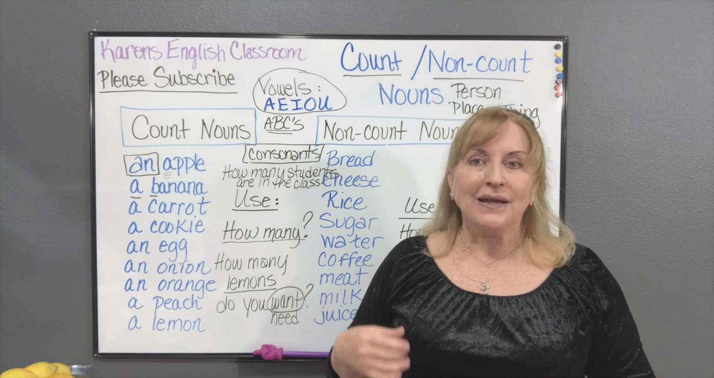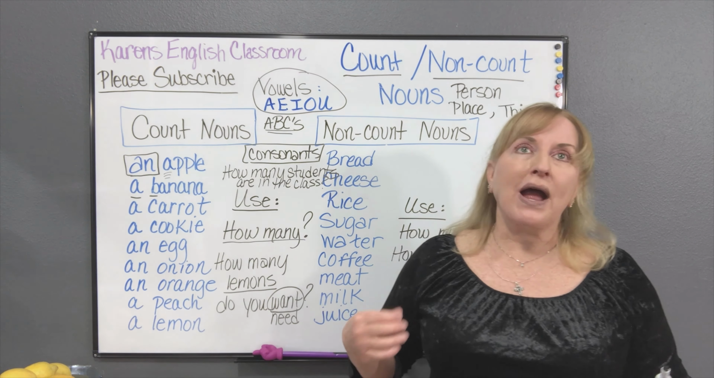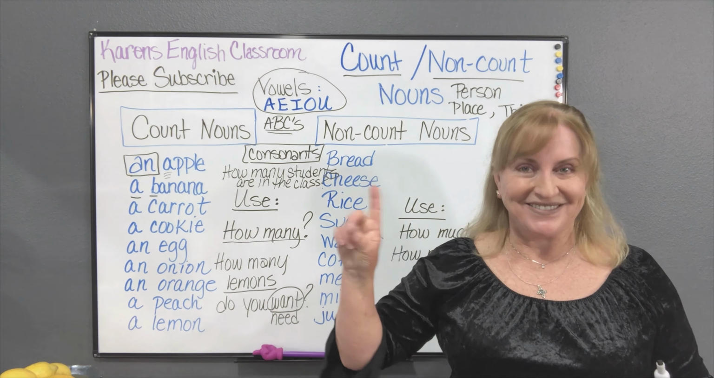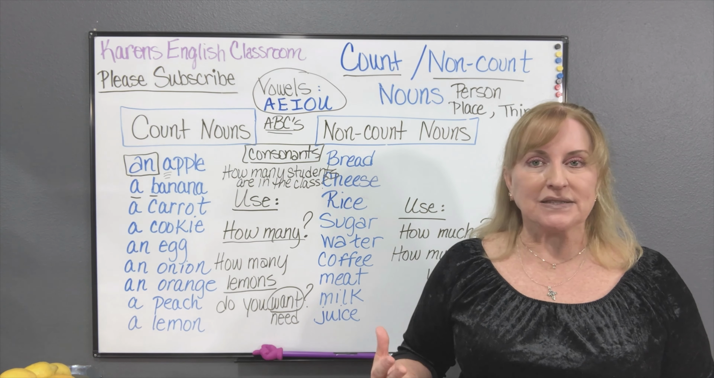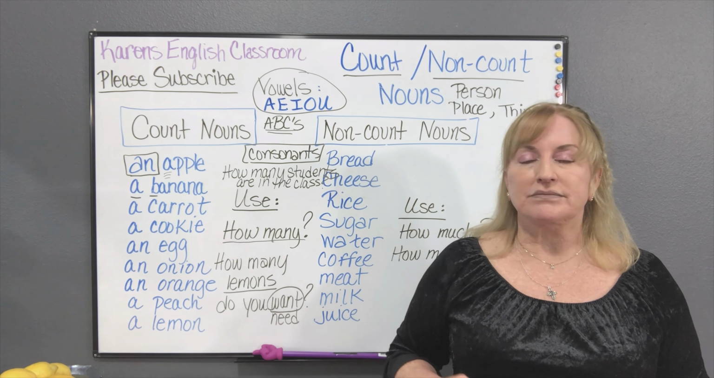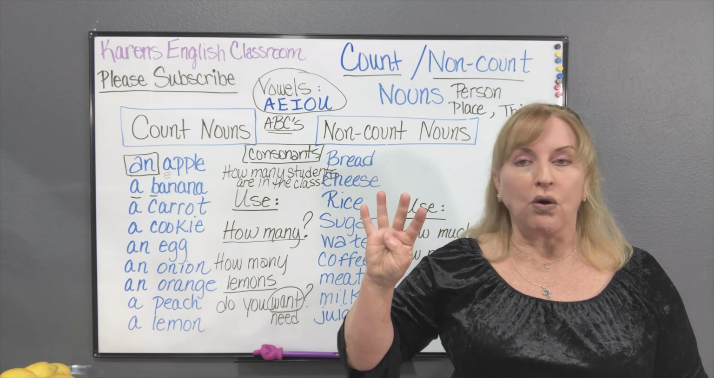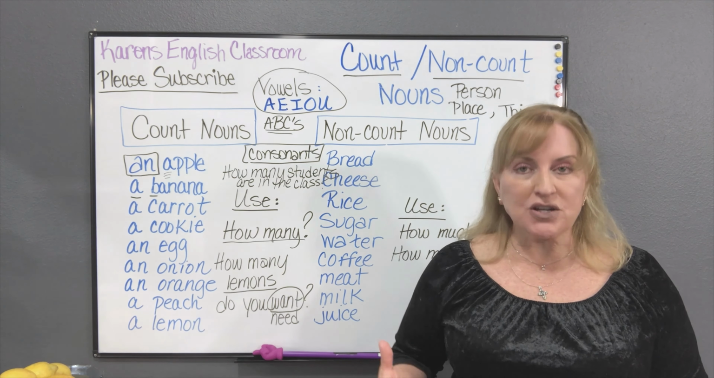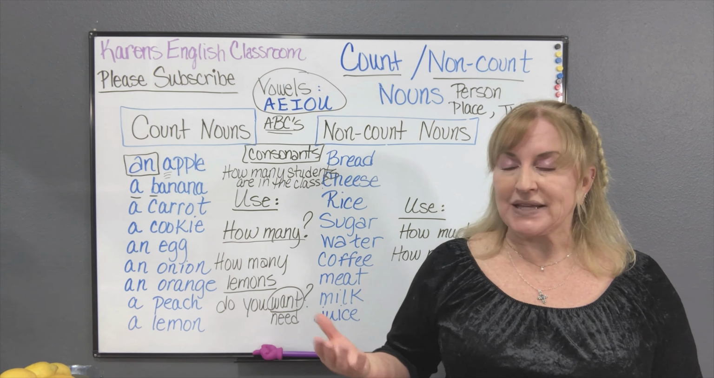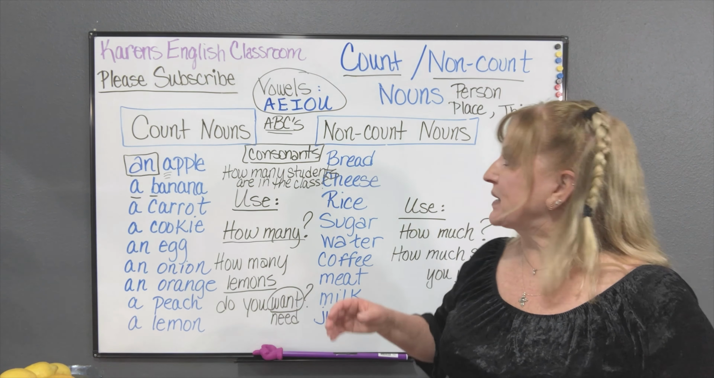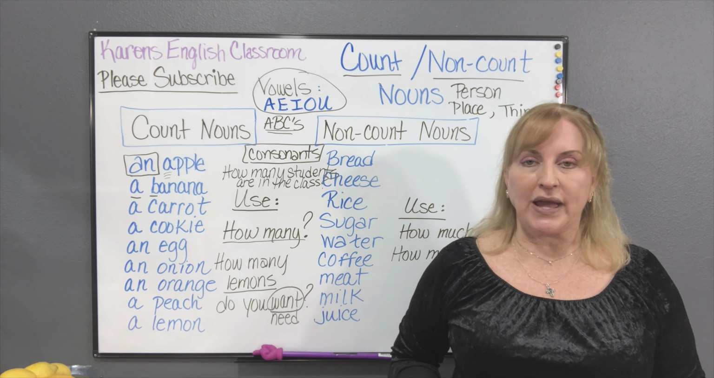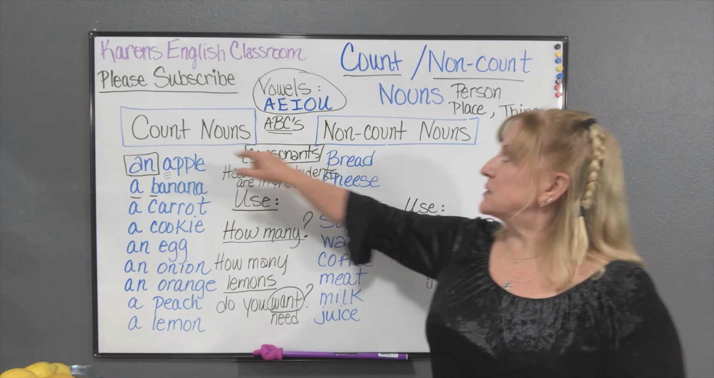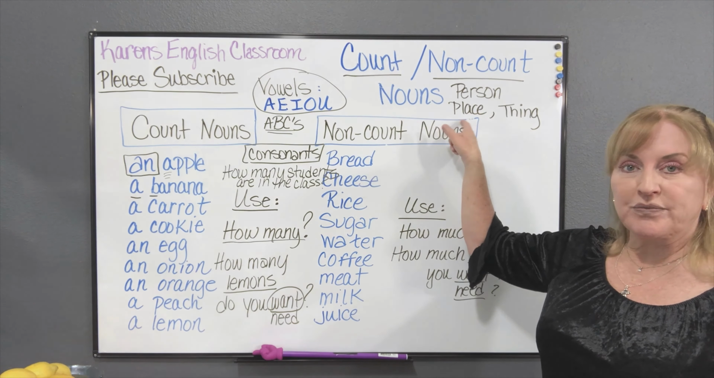How many places or how many cities? How many cities have you been to? Okay, how many cities? 5, 2, 4, okay? How many countries? Okay, that's a place. How many countries have you been to? I've been to 4 countries, okay? So you can use count with places also, okay?